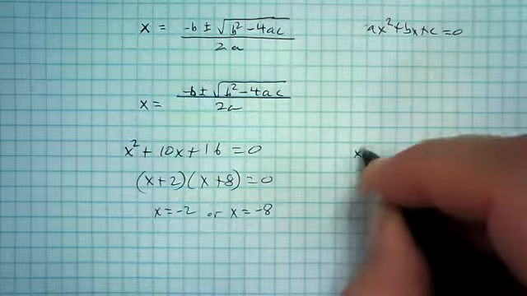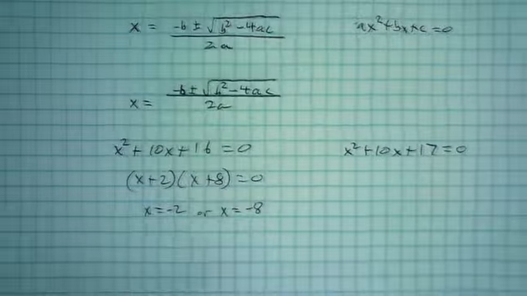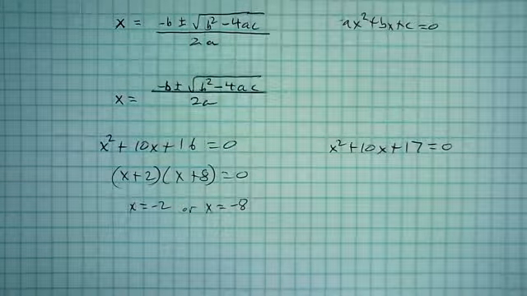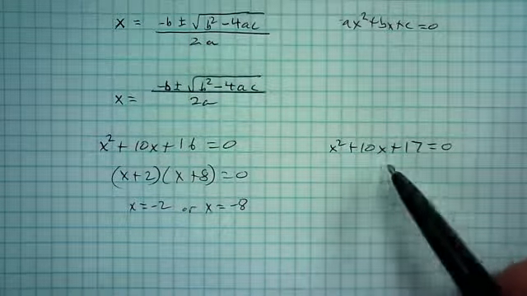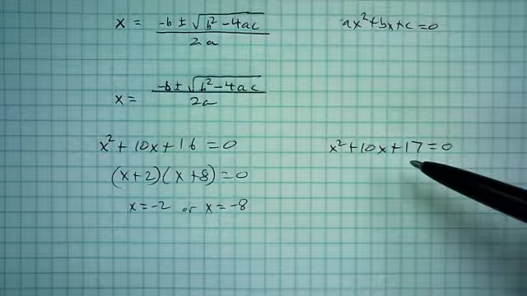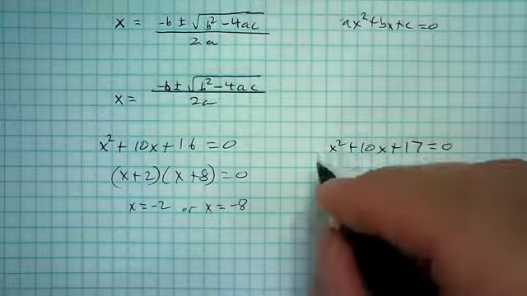But if I change the equation just a little, x squared plus 10x plus 17 equals 0. Now the only factors of 17 are 1 and 17, and they certainly don't add to 10. I am never going to be able to factor this. So the quadratic formula is how I get out of having to complete the square myself. It's already completed. I just have to put stuff in the right spot.